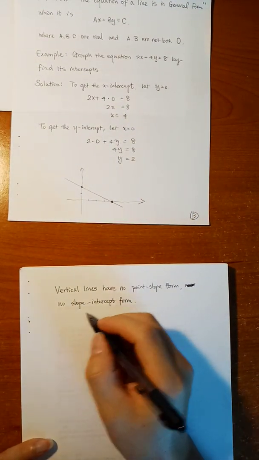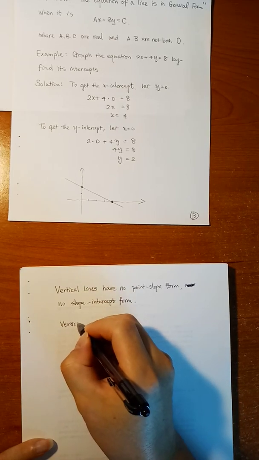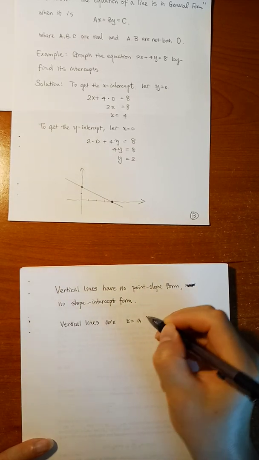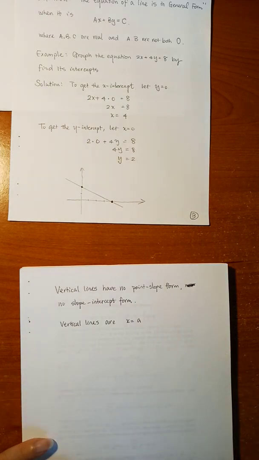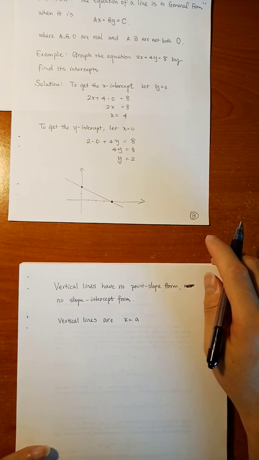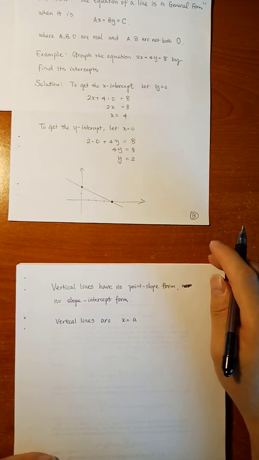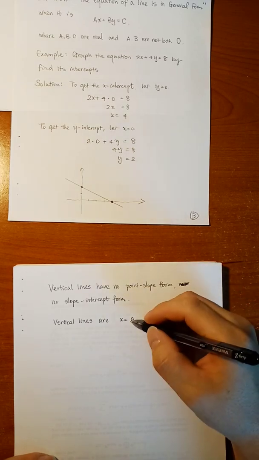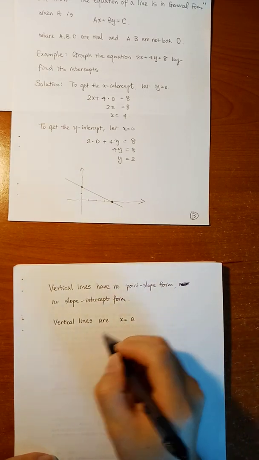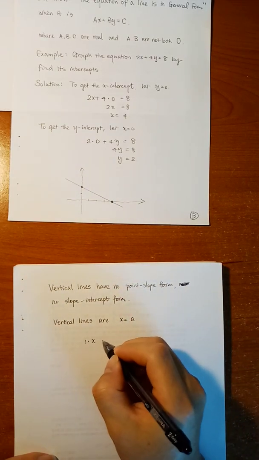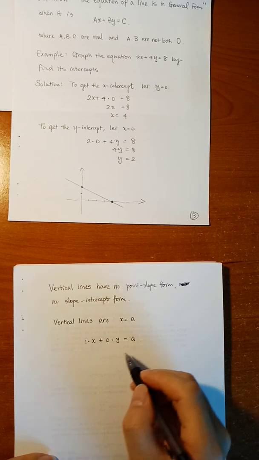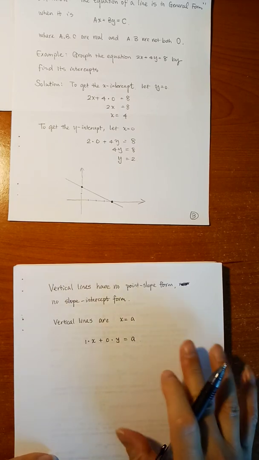But what is a vertical line? Vertical lines are x equal to a. Remember, this is a vertical line. Horizontal line, y equal to b. A, b, whatever, a real number. So we just use a, b to represent the real numbers. So it's not important to clearly evaluate. So x equal to a can be written as 1 times x plus 0 times y equal to a. So this is still its general form.